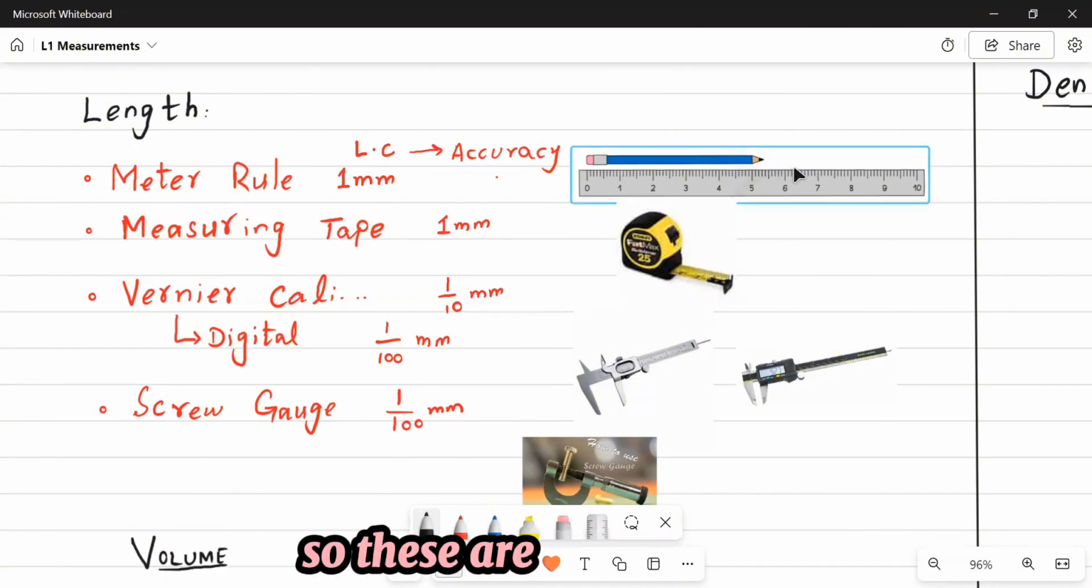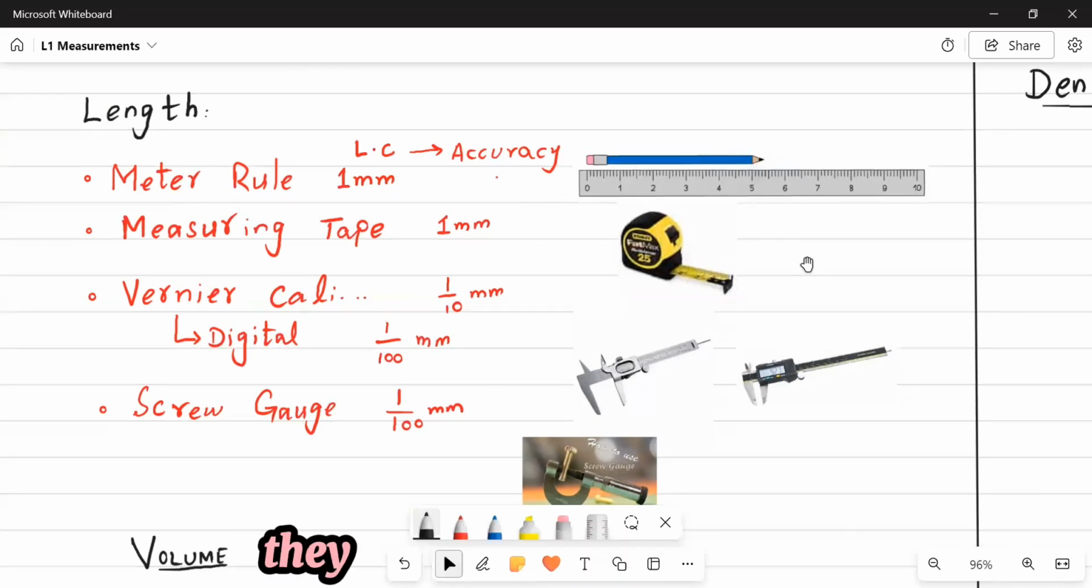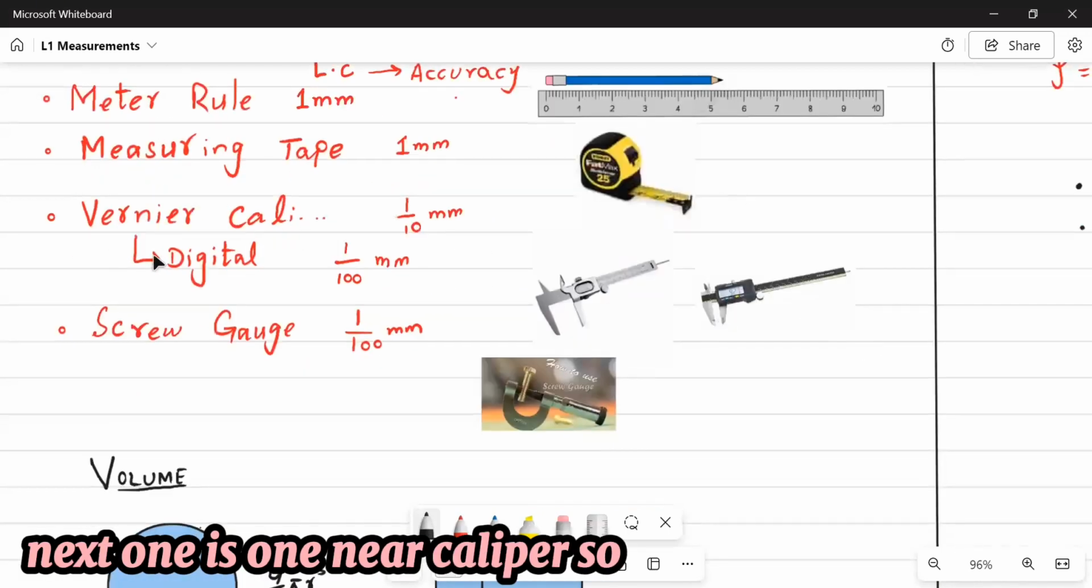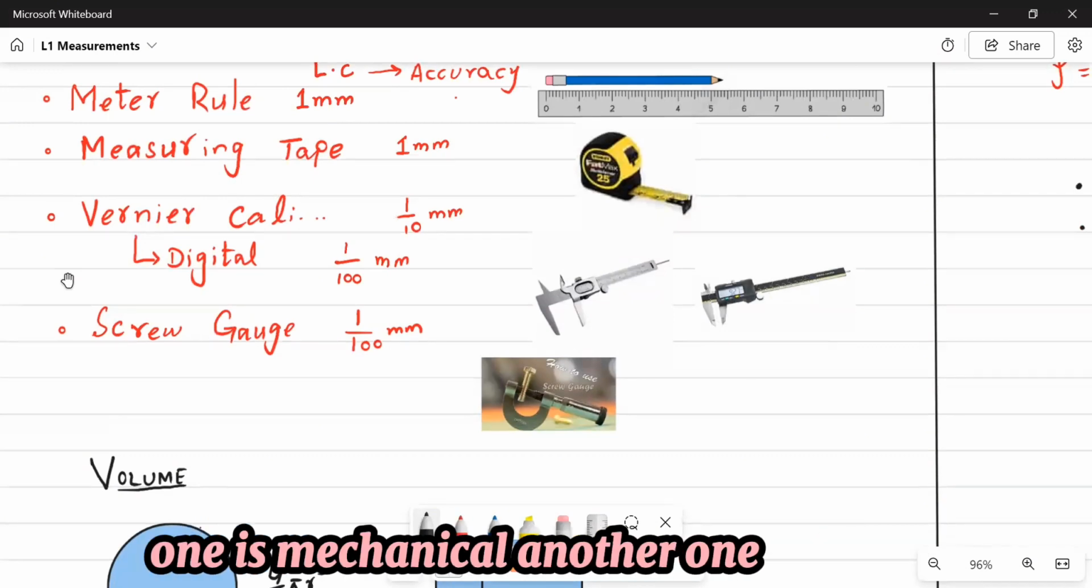So these are the diagrams. This is the meter rule and this is the measuring tape. They have the same accuracy. Next one is vernier caliper. There are two types of vernier caliper. One is mechanical, another one is digital.